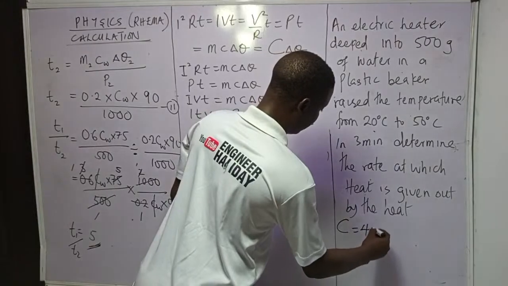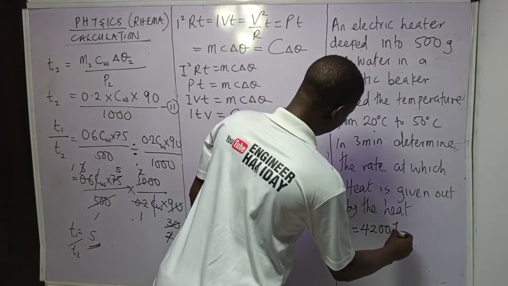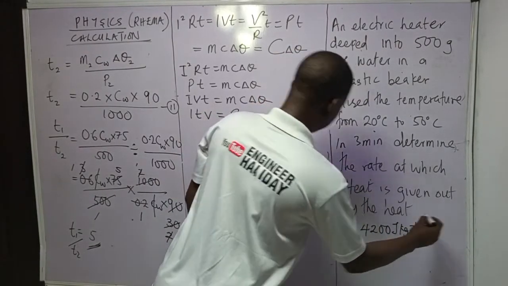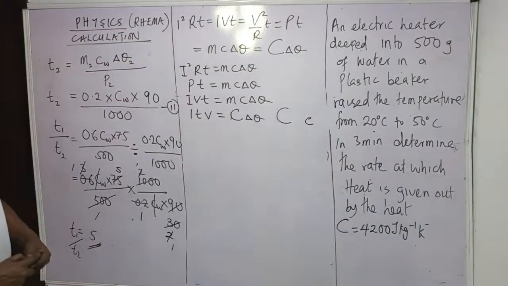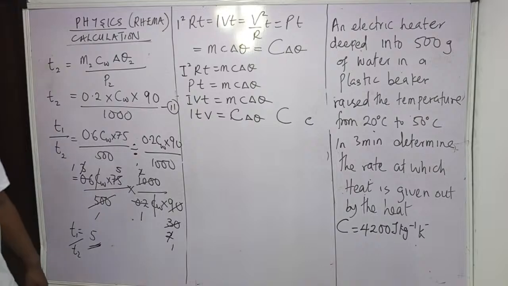It's 4200 joules per kilogram per Kelvin. It's supposed to give me the specific heat capacity of water. Your question will be incomplete if it's not given, because we need it to determine the rates.